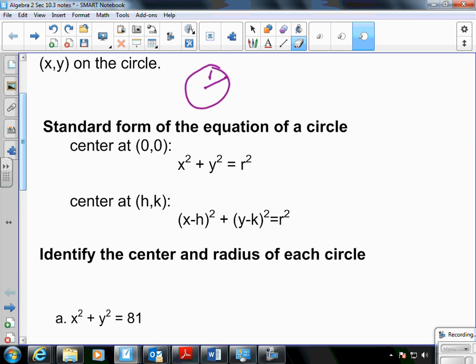Or if the center is not at 0, 0, but at some other point, then we use the format with the center being at (h, k), so we have the equation (x minus h) squared plus (y minus k) squared equals r squared. Notice that it's minus h and minus k, so the h and k that represent our center are the opposite signs of what they are in the equation.